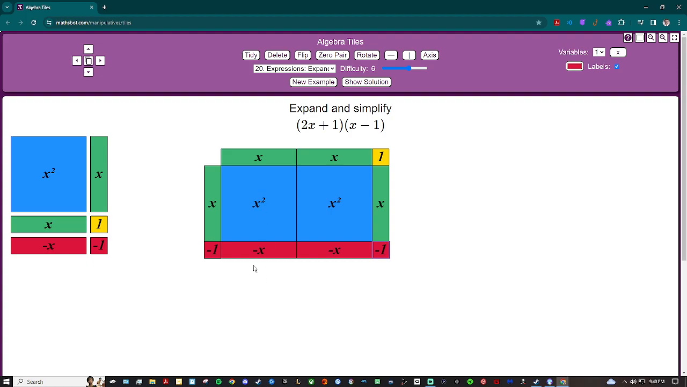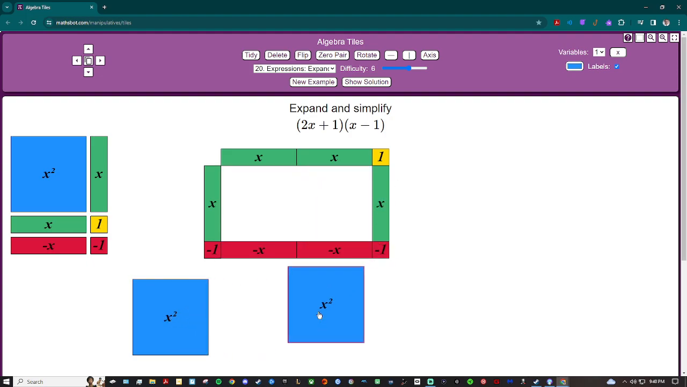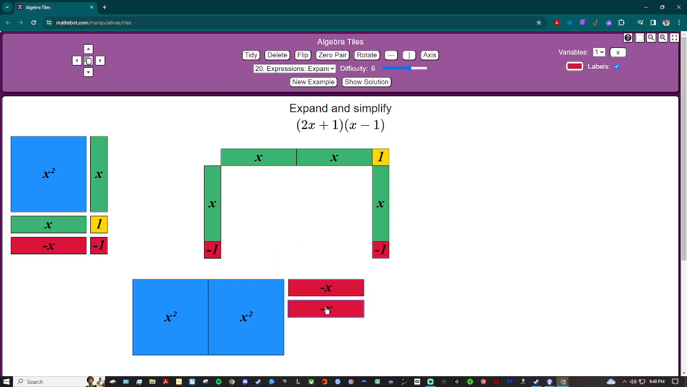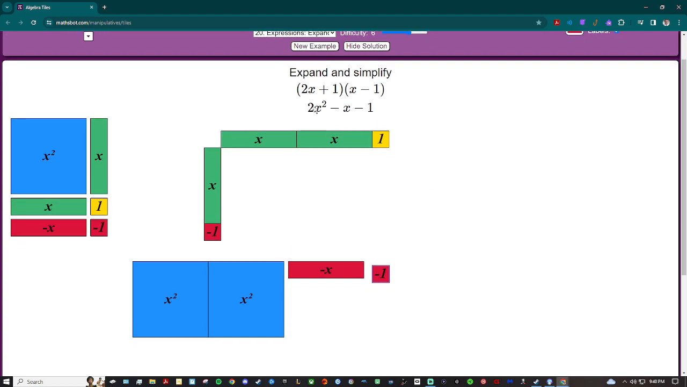Okay, so if I look, my answer is x squared. I have 2 minus x's and a positive x. When this happens, if I were to rotate these, they cancel each other out. And I am left with 2x squared minus x minus 1. I can show solution. 2x squared minus x minus 1.